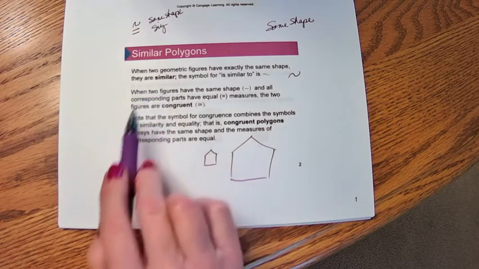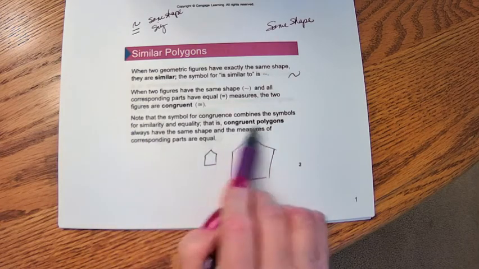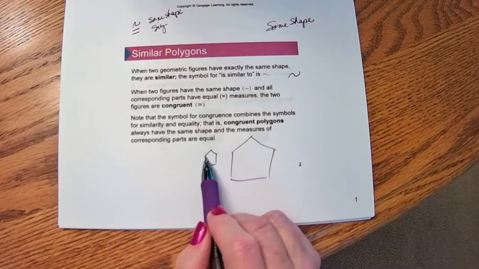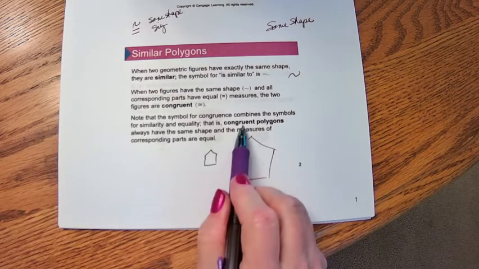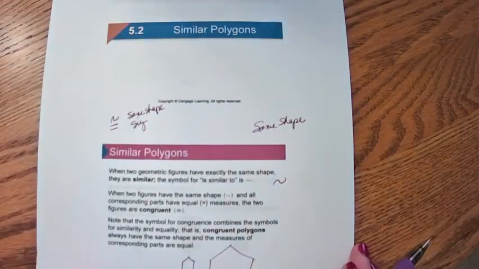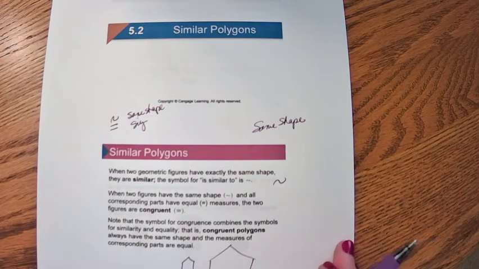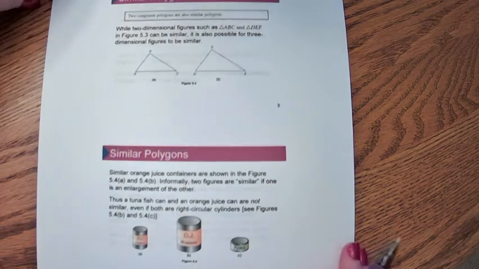So for polygons to be congruent, they have the same angle measurements. To be considered congruent, they would also have the same side lengths. That is not true for similar polygons. They do not have the same side lengths. We're going to find out their side lengths are in proportion.